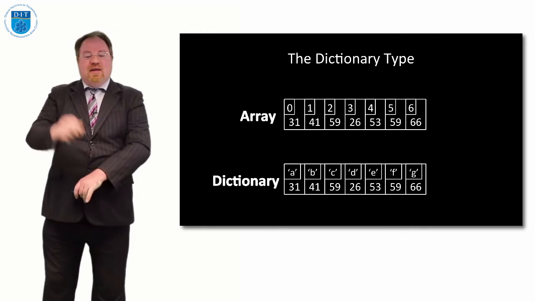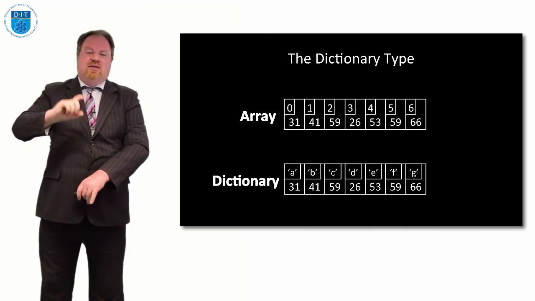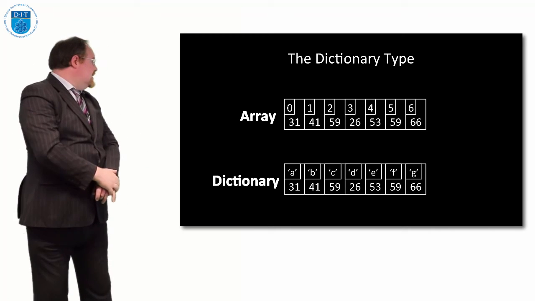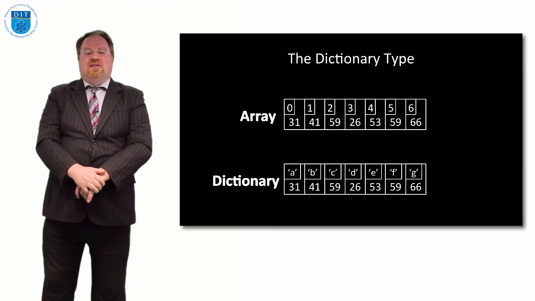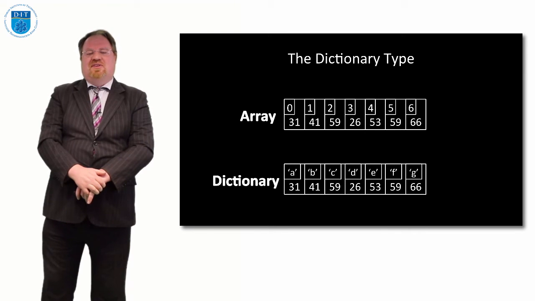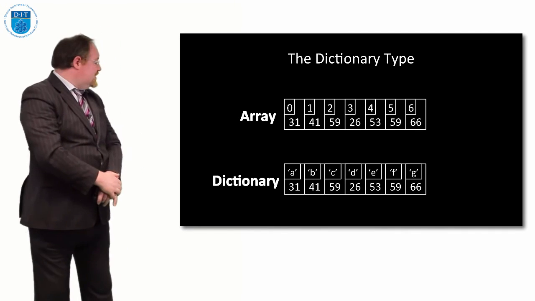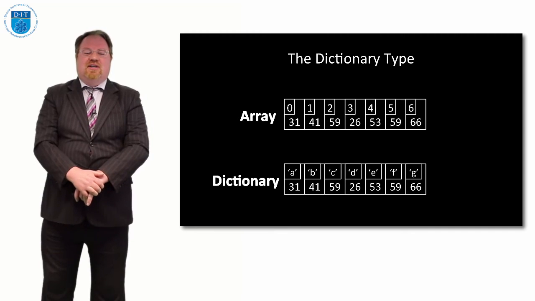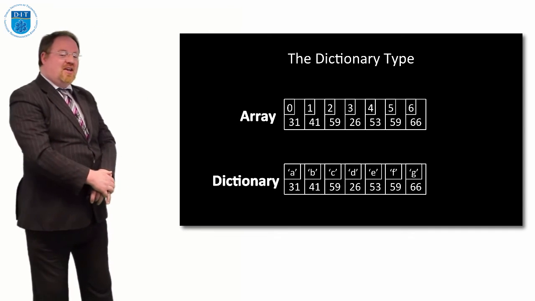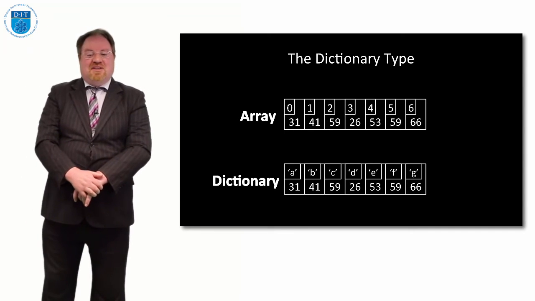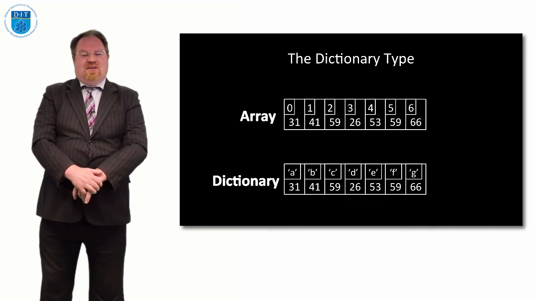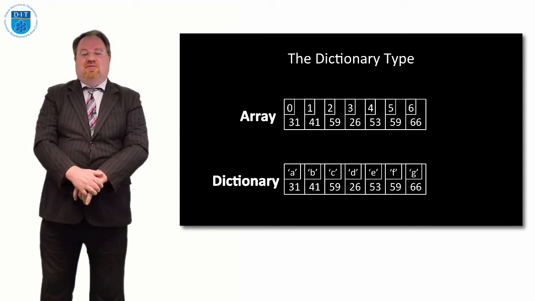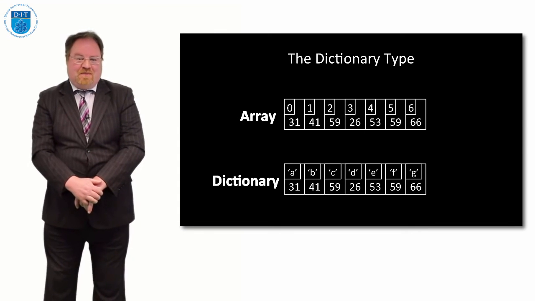If we remember our array, a 7-element array there, the 0th element, 1st, 2nd, 3rd, 4th, 5th, and 6th element. The first element, or 0th, has 31 in it, then 41, 56, 26, 53, 59, and 66. So if I do array, open square bracket, 2, close square bracket, it'll return the value 59 to me.